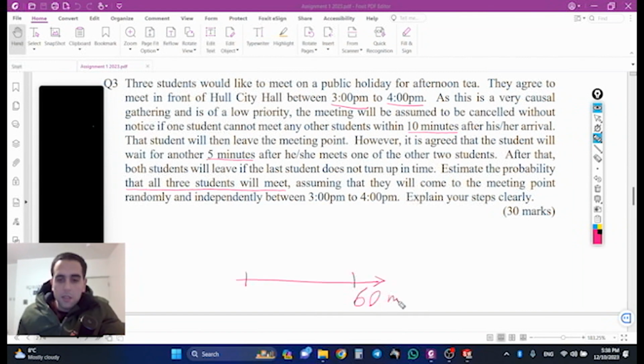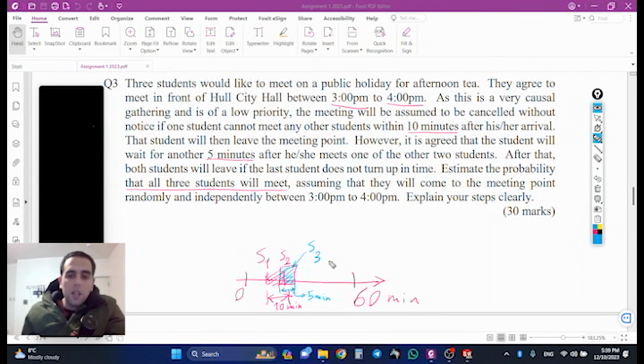Between 0 and 60 minutes, student 1 arrives. He waits for 10 minutes for student 2, and after that, they both wait for a 5 minute period to meet student 3. So what is the probability that these three will meet each other?